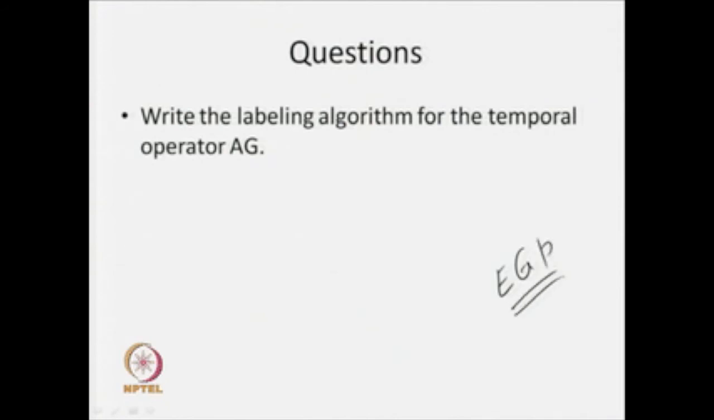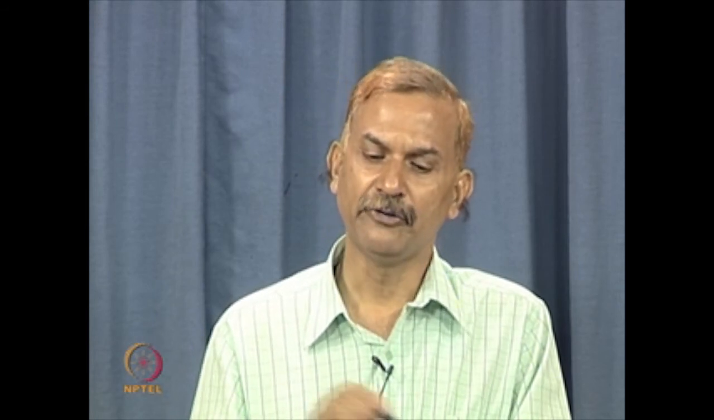Now, after discussing this particular EGP, where there exists a path globally P holds or not, I am giving a question to you because already we have seen this particular algorithm. Write the labeling algorithm for the temporal operator AG. That means, in all paths globally some formula phi holds or not. I am saying that you write the labeling algorithm for the temporal operator AG phi. Already we have discussed EGP. Now, I am saying that you write an algorithm for this. I think this is a simple one. If you look into it, what is the nature of EGP and AGP? Straight away, I think you can write the procedure for AG phi. It is very much similar to EG.